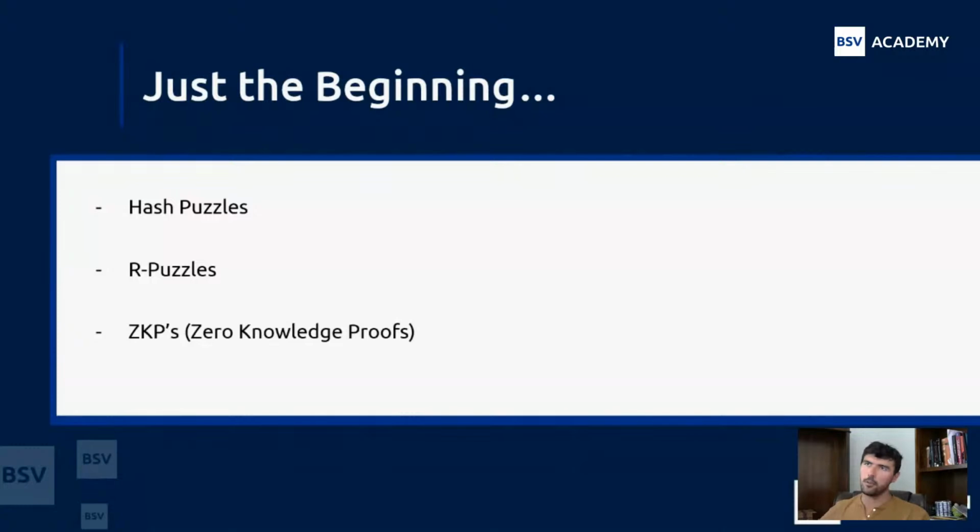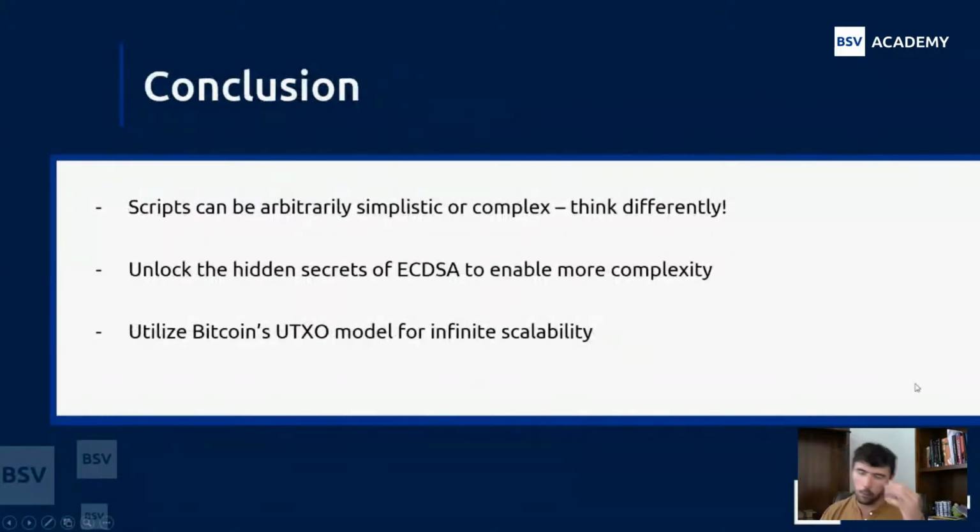But what you can see here is that because we have this predicate language and we have the scalability of the UTXO model, we can have all the complexity of Ethereum and Solana and all these other blockchains, but with the scalability of Bitcoin. The important thing for us to be thinking about right now is that scripts can be arbitrarily simplistic or complex. I really encourage you to think differently about how these things can work.